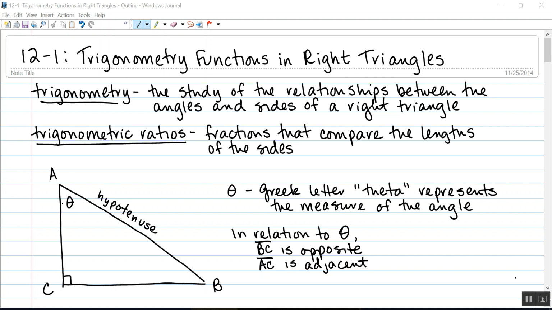You'll notice that in angle A up here, I've put this funny little circle with a line through it. That's actually the Greek letter theta, and it represents the measure of angle A. So, in relation to angle theta, side BC is the opposite, side AC is the adjacent, and while side AB is also adjacent to angle A, it is the hypotenuse because it is opposite the right angle. The hypotenuse is always the hypotenuse.